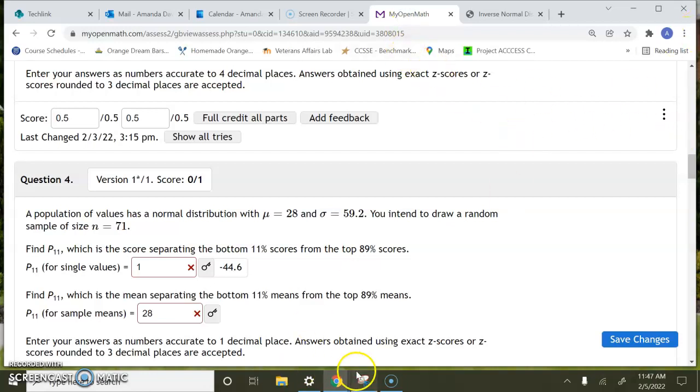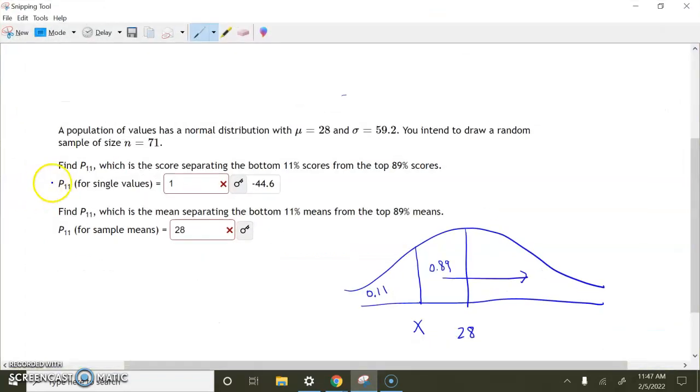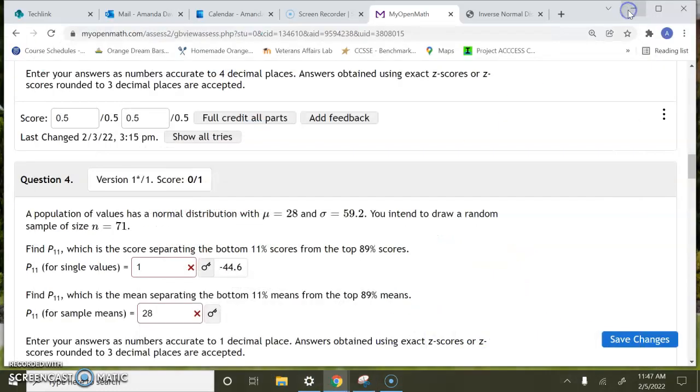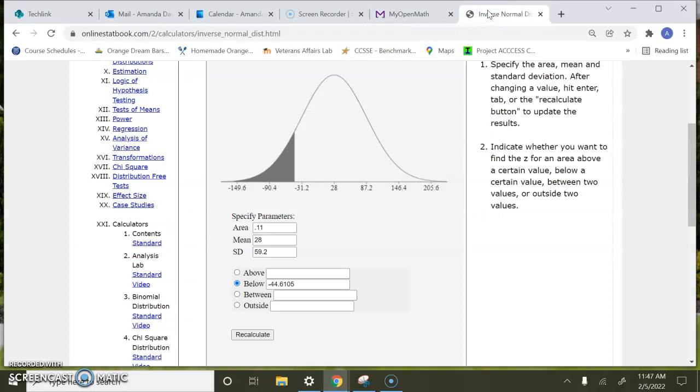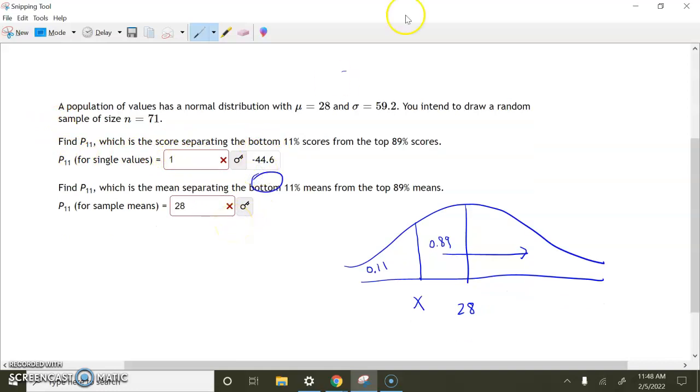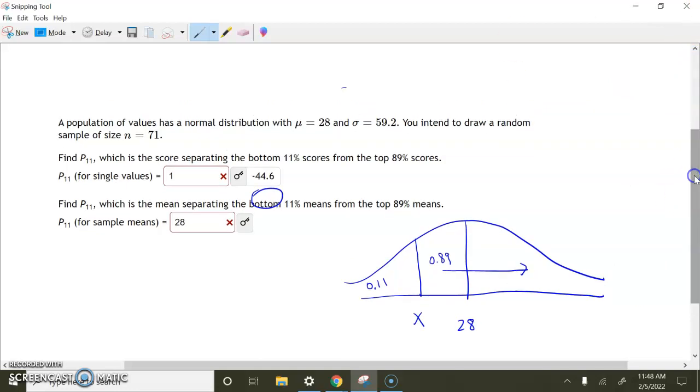Let me switch to the version that I can write on. Actually, that was a negative, right? Sorry, I have a lot of windows pulled up. Negative 44.6 is what we're looking for. That was already listed there, so let me scroll up a bit.